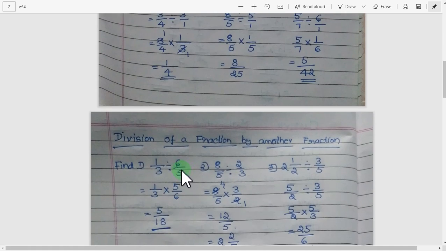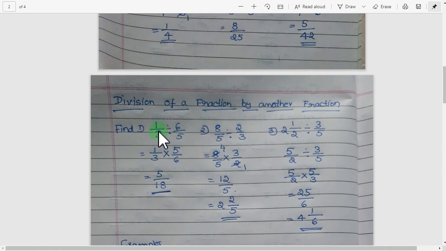Next is division of a fraction by another fraction. So both are fractions here. 1 by 3 divided by 6 by 5. 1 by 3 into, changing division into multiplication, the reciprocal of this, 5 by 6. Again division is not possible, so multiply numerator into numerator. 5 ones are 5, 6 threes are 18. Again this is a proper fraction. Converting it into a mixed fraction is not possible.